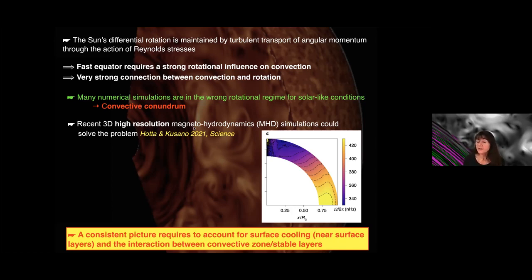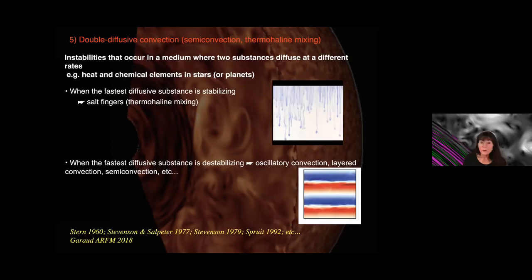And this is an important point for what I will mention in the following of my talk regarding how to do 3D interior simulations of stars. Then another very complex problem, this is the double diffusive convection, which is also called, depending on the regime, semi-convection or thermohaline mixing, where instabilities can occur in a medium where you have two substances which diffuse at different rates.